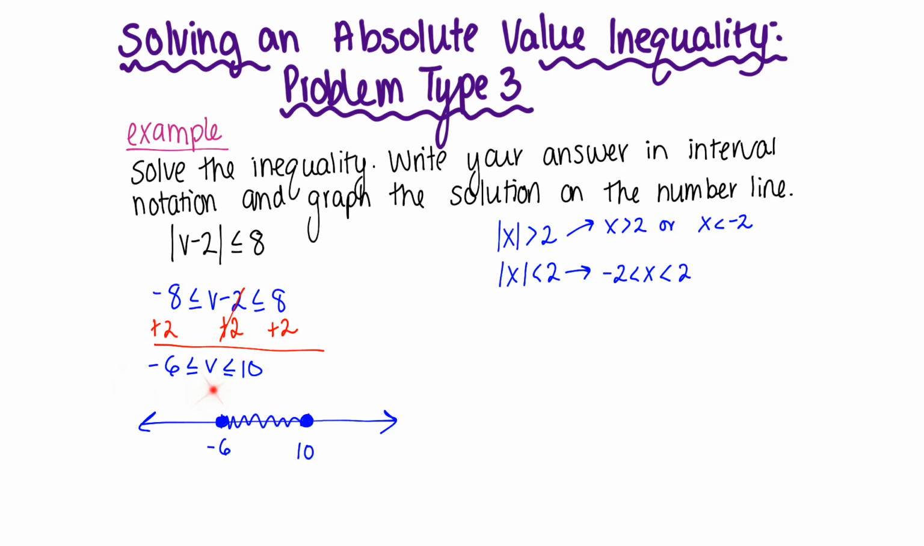What's really nice about this is that this kind of screams to you what the interval notation answer should be. It starts at negative 6 and it goes to 10. So as a reminder, closed circles, those are associated with less than or equal to or greater than or equal to, which get brackets when we go to interval notation. Open circles are associated without the underline, and those get parentheses when we go to interval notation. But that's the answer for this one.